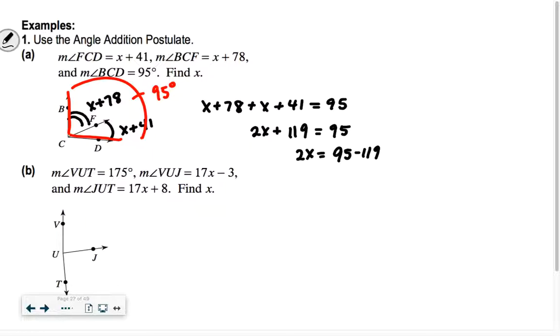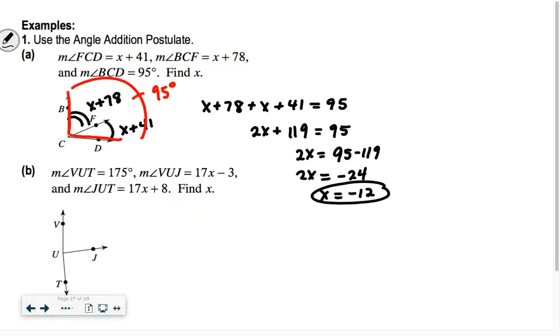So what is that? Couldn't I do 100 minus 19, add the 5? It might help to carry. So what do we get when we subtract these? Negative 24. So then 2x is negative 24, so x is equal to negative 12. A lot of times with geometry we can't have negative numbers, but in this case it's okay. If I plug in negative 12, I don't get any negative angles, right? So we're good. So that works.